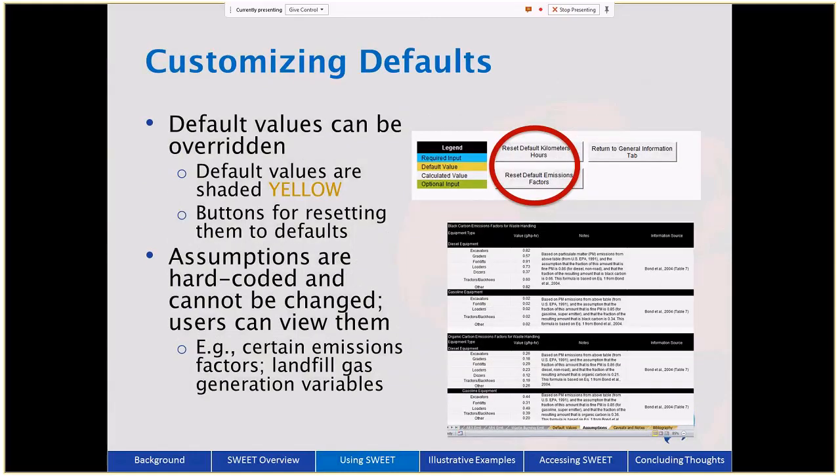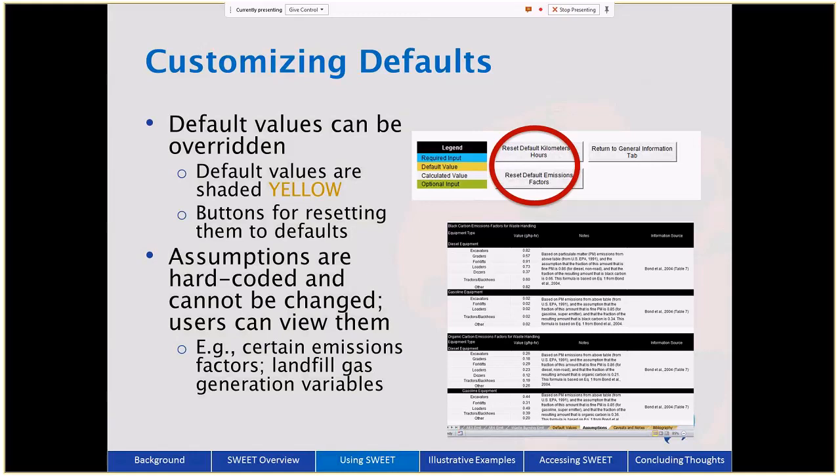As I've said before, this tool incorporates a number of default values that users can override. Again, these default values are shaded in yellow, and so if you see a cell that is shaded yellow and has a value that you think is not applicable to your city and you want to override that value, you can type in a different value and the tool will run off of the value you enter. But if you decide you want to revert back to the original default value, there are buttons that you can click and it will reset the default values.